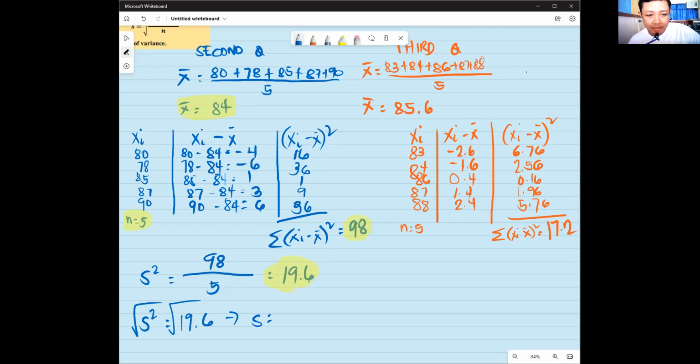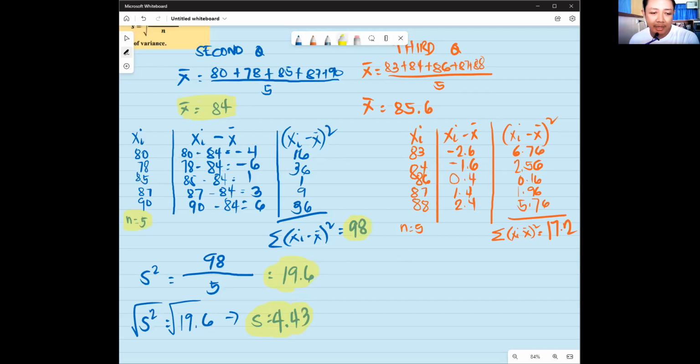The answer here is 4.43. Very good. 4.43. This is the standard deviation. So this talks about the spreadness of the given set of data. Okay. Now, let's move on naman with our third quarter grades for the set of data and identify which has a widely spread set of grades.